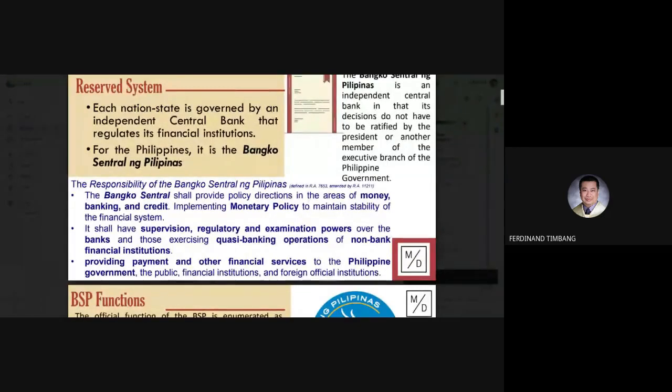Kasi primarily itong BSP would like to discourage sana yung borrowing banks. Kasi mataas yung interest rate ha? And kasi pagka tumaas ang discount rate, chances are, tataas yung interest rate sa market. Kasi it is also a signal that the interest rate will increase if the BSP will charge a discount rate higher than other banks. Para nagiging signal siya na yung interest rate dapat tumaas.